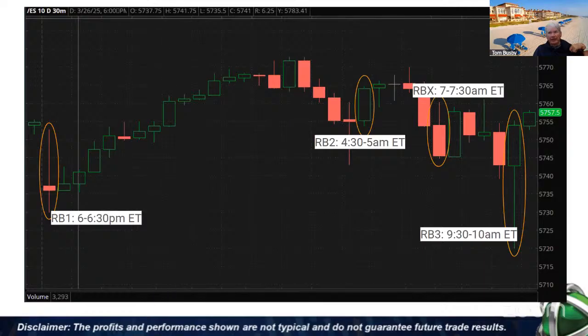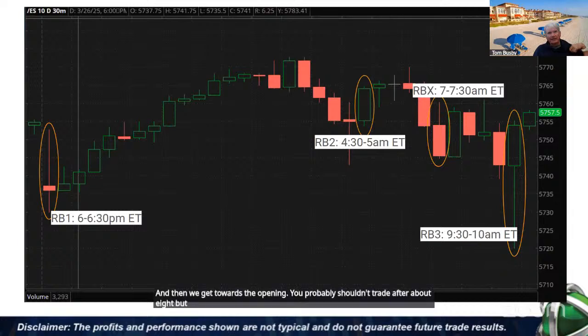Okay. Then, if you drop down, you got your first sell signal when it broke the body of that bar at 7:30, and down we came. And then we get towards the opening, you probably shouldn't trade after about 8, but anyway, then you get that sideways action. And then we started the day.